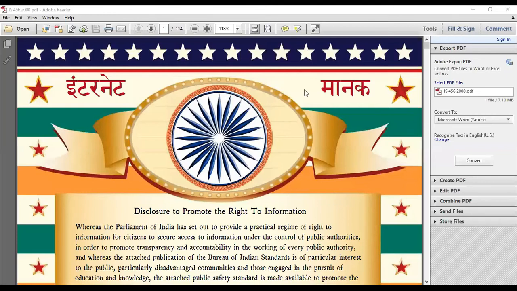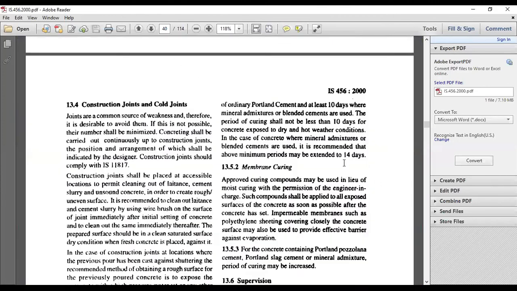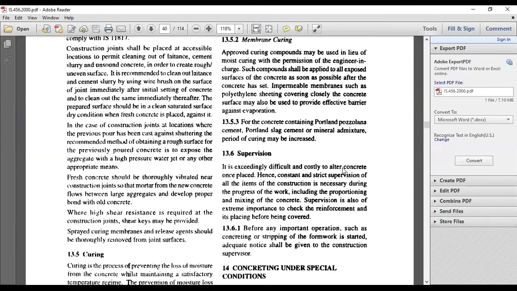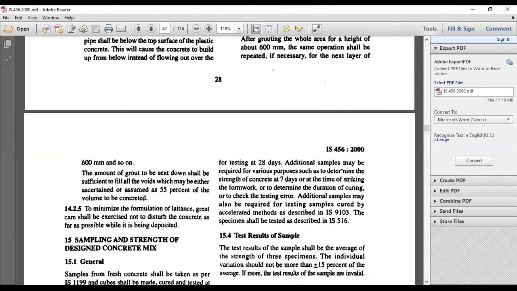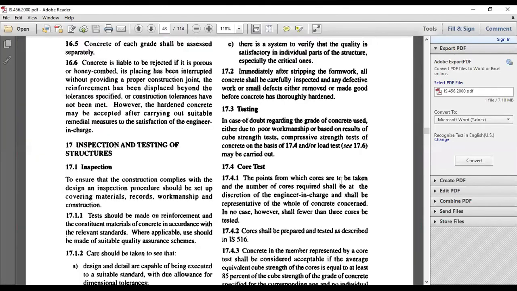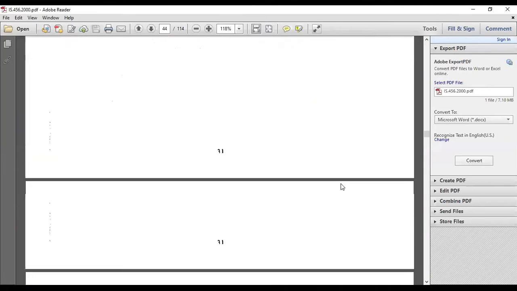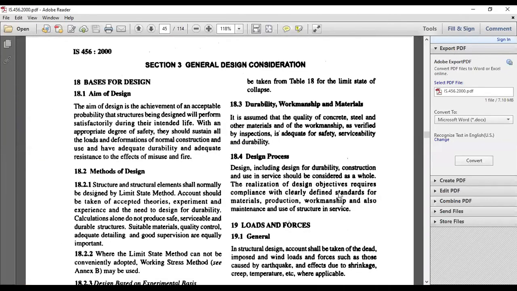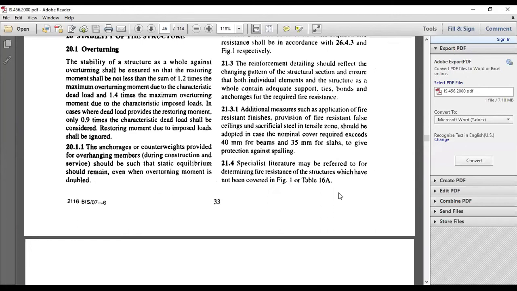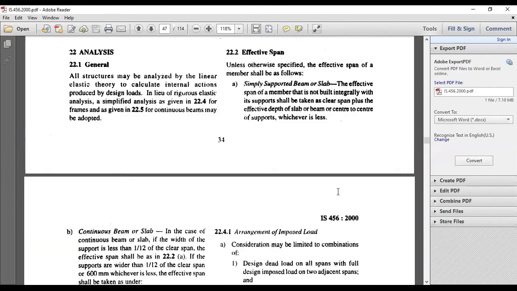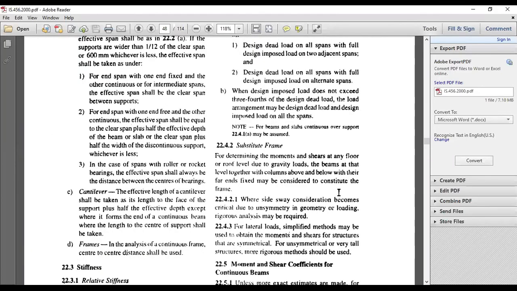So this is the IS code. Now we will move to page number, I think it is given as 36 now. So page number 36, 38. We will read some clauses from here so that you will understand what is going on.